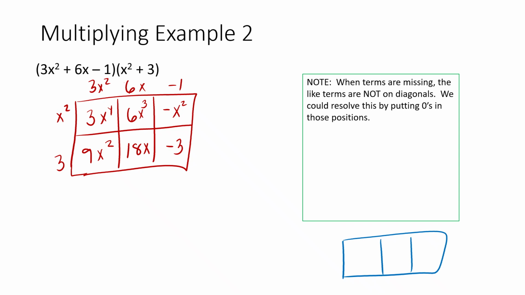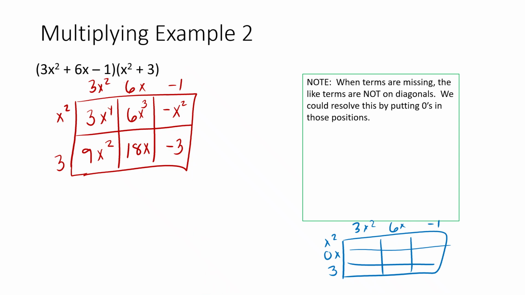So you could do this where you have 3x squared and then 6x, and then do x squared plus 0x and then a 3. And what's going to happen is you're going to end up with a row of zeros in here. Okay, but it would shift everything over a little bit so that now they would end up on the diagonal. So just a little caution there.